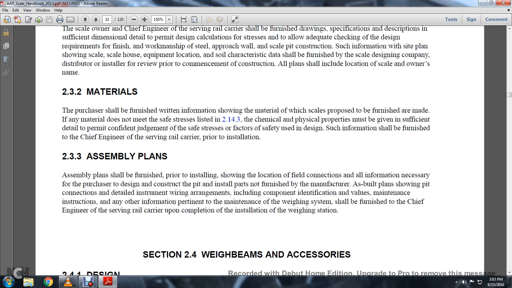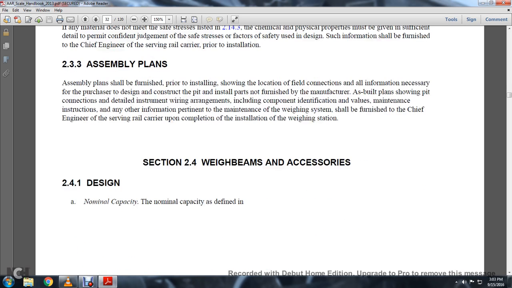2.3.3 Plans, assembly plans. Assembly plans should be furnished prior to installation showing the location of the field connections, and the information necessary to prepare the design, construct the pit, and install the parts, furnished by the manufacturer as built with the pit, and showing the pit connections, detailed instrument wiring arrangements, including component identification values, the maintenance instructions, and any other permanent maintenance information of the weighing system, shall be furnished to the chief engineer serving the railway car upon completion of the installation of the weight station.